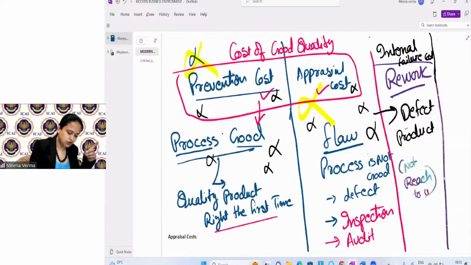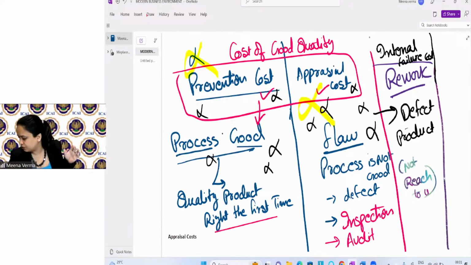Since the prevention was not good, our entire process was not good. Appraisal was not good. Prevention was not good, appraisal was not good. Neither. Exactly. Yes, Shri Ram. Yes, right. So the point is that now you will produce defective units.